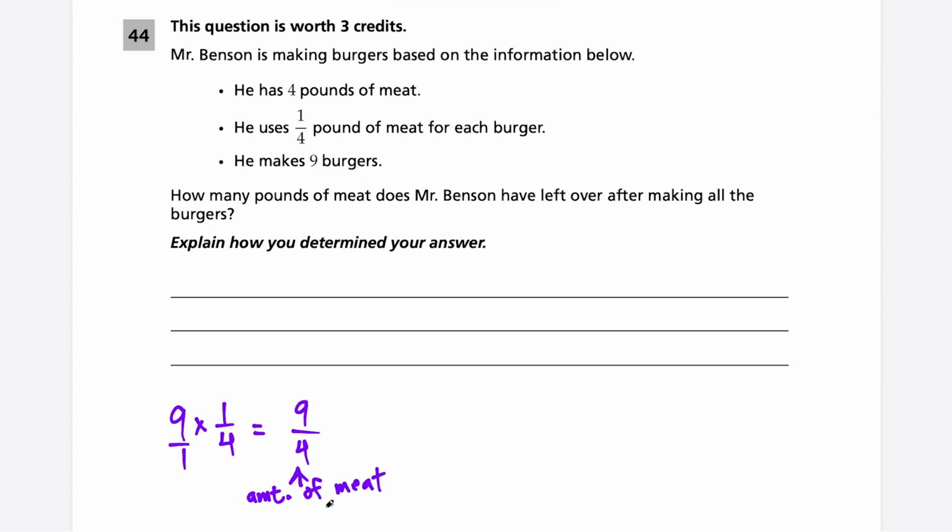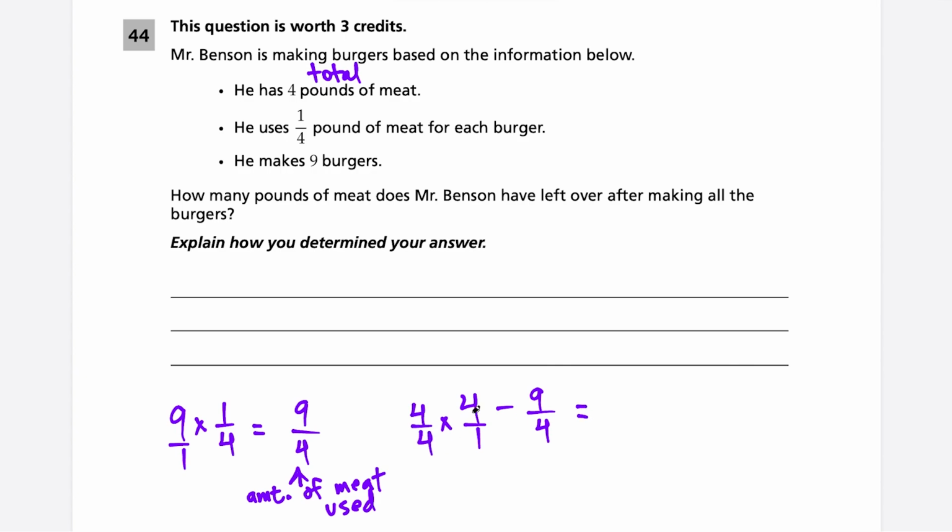So if we want to think about how much meat is left over, we have to look at the total here, okay? The total amount of meat is 4 pounds. So the leftovers is going to be the total minus the amount that is used. So we're going to do 4 minus 9/4. But in order to subtract these numbers here, we need common denominators. So I'm going to write 4 as 4/1, and I need to get a denominator of 4 out of this. So I'm going to multiply this fraction here by 4/4.